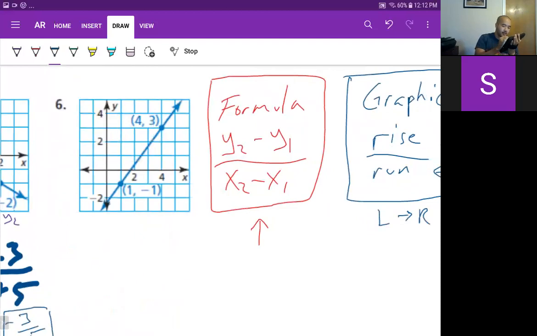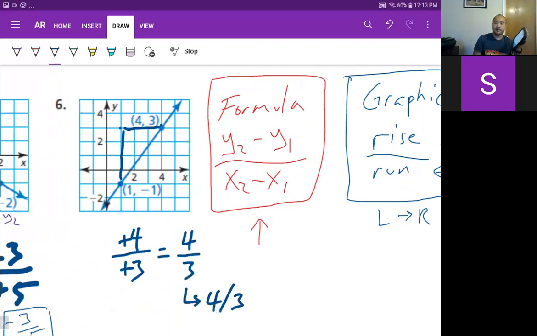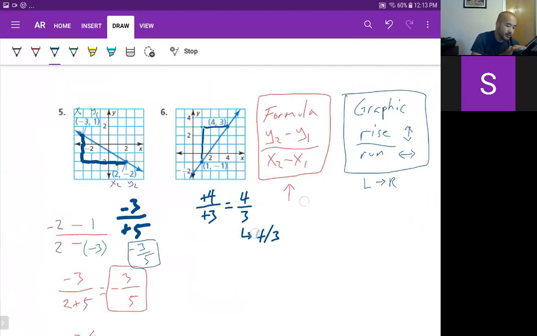So this one again. Here's your 2 points. Your rise is +1, 2, 3, 4. So +4, and then +1, +2, +3, +3. So your slope here is 4 over 3. And that would be written as 4/3 when you put in the answer. So that's finding the slope.